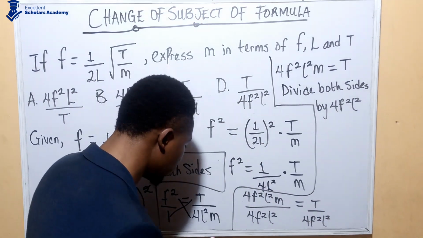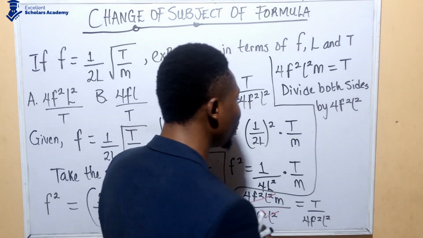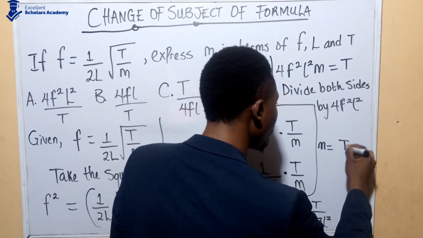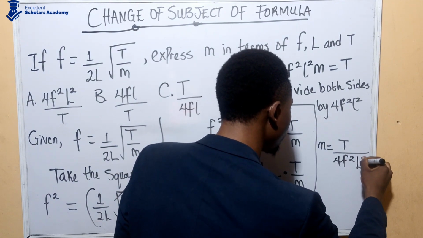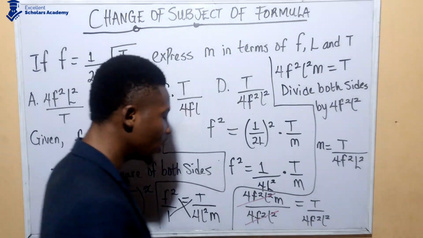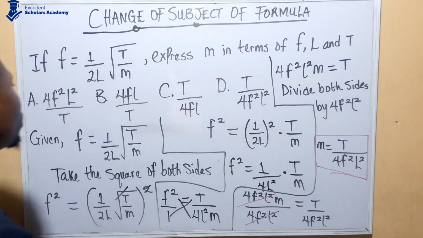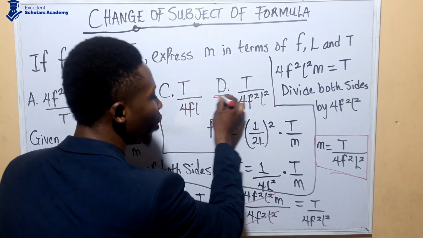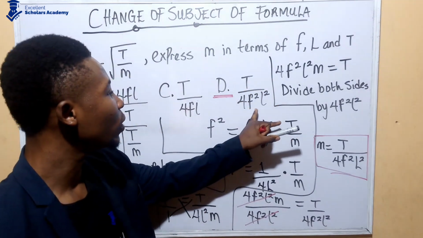Now you notice that this takes this away. So you have your final answer to be m is equal to what? t over 4f squared l squared. All right. So making m the subject of formula, this is what you're going to have. So which of these options fall into this? We have, okay, option D. Option D is the correct answer. So when you make m the subject of formula from this, you're going to have t over 4f squared l squared.